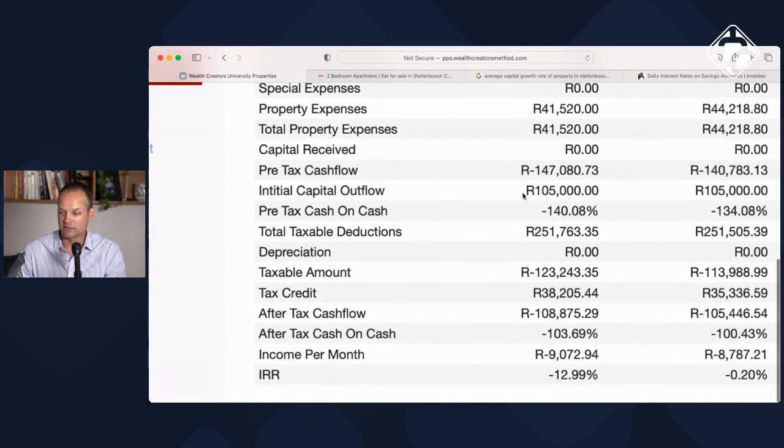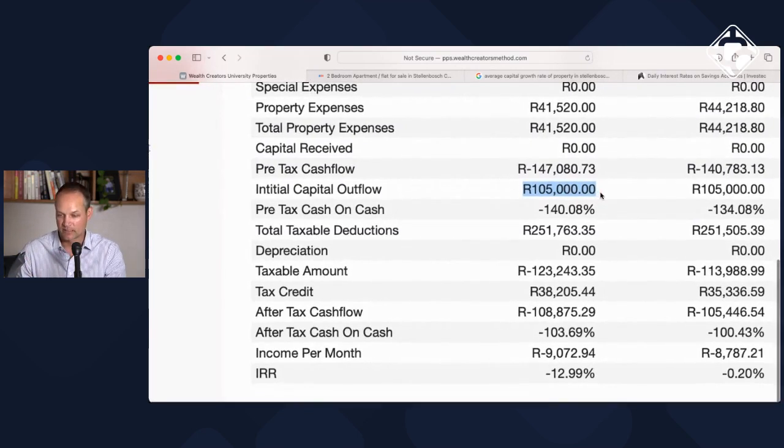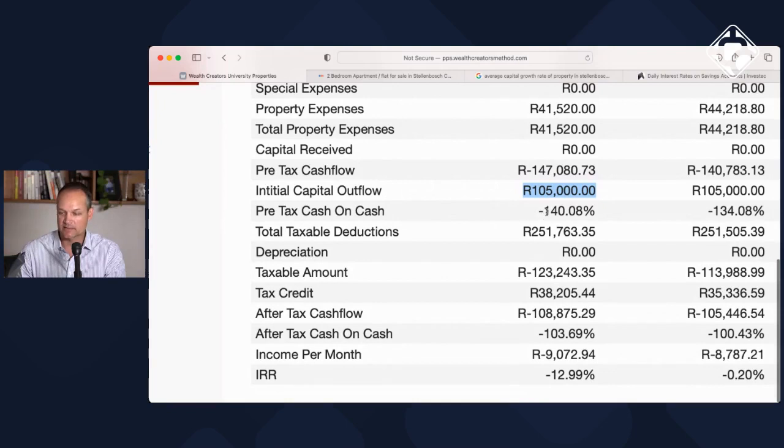Initial capital outflow of 105,000. Let's see if you can remember what that is again. You're correct. It's the bond and the registration fees that you need to pay the lawyers prior to the registration. Then the calculation does a pre-tax cash on cash, so money in, money out, and obviously that number is still going to be horrific because you're going to have to pay the lawyers the 105, and you're still going to have to fund 150,000 out of your own cash flow. So that number just looks horrendous.